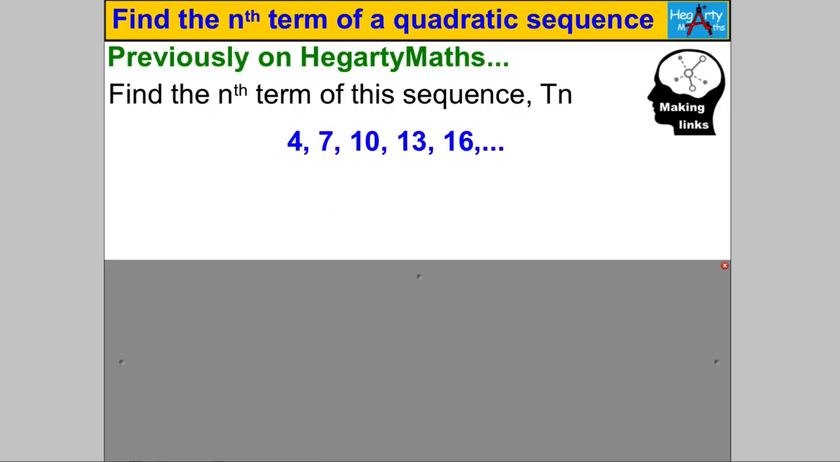Okay, you should have realised that this linear sequence was going up by a common difference of 3, and you use that in order to get the nth term is 3n add 1. If you're not sure about that, you must go back to your building blocks. Now, what's the point of this video?